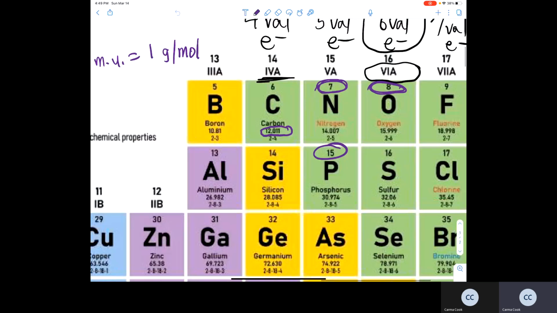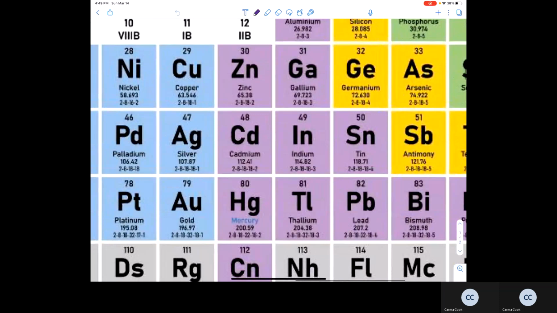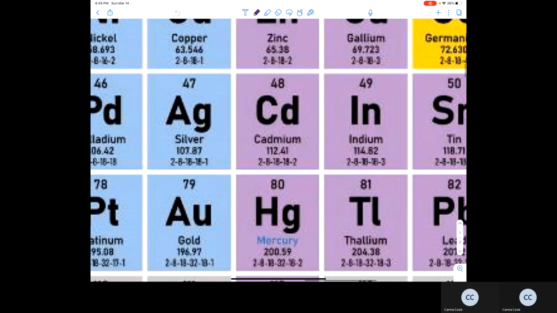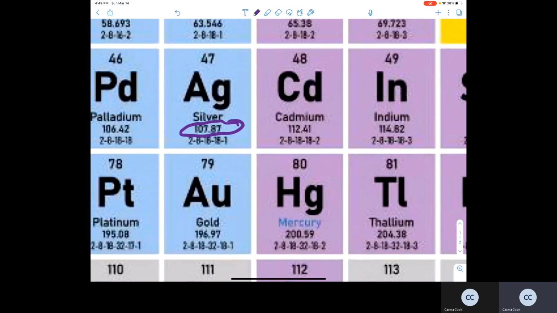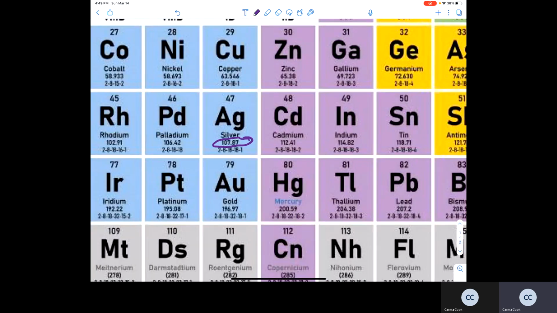And if we take a look at this periodic table, find silver, we see that we get very close to what is listed on the periodic table for the atomic mass of silver.